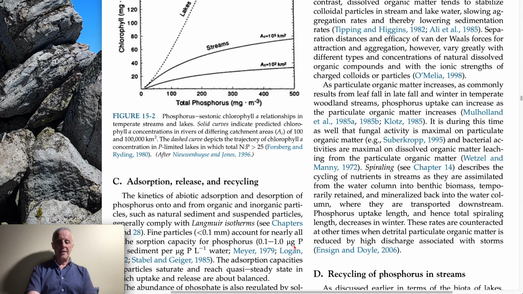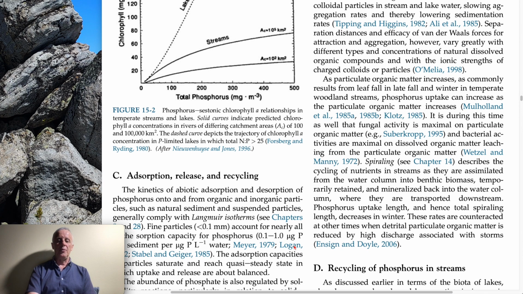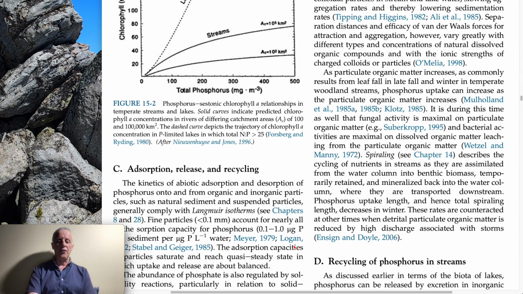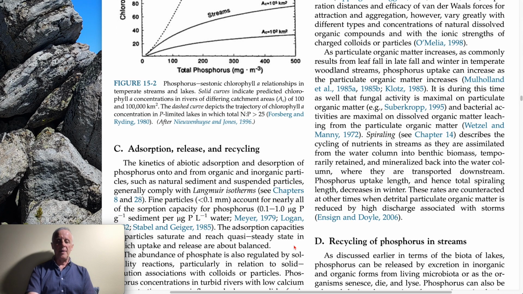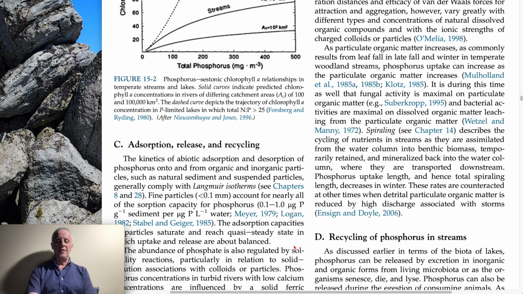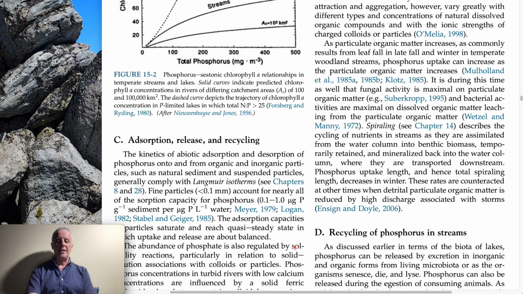As particulate organic matter increases, as commonly results from leaf fall in late fall and winter in temperate woodland streams, phosphorus uptake can increase as the particulate organic matter increases. It is during this time as well that fungal activity is maximal on particulate organic matter, and bacterial activities are maximal on dissolved organic matter leaching from the particulate organic matter.